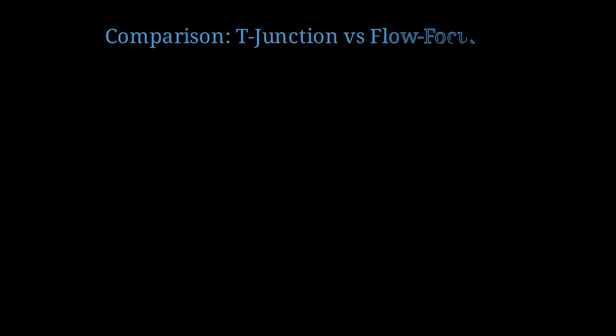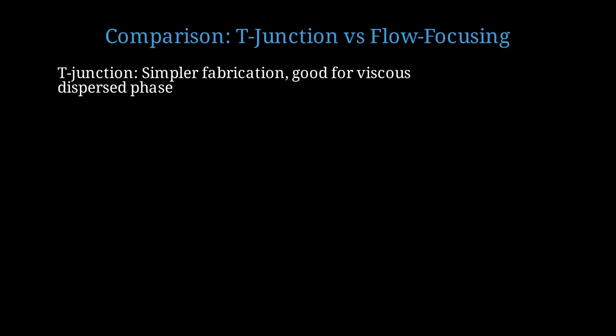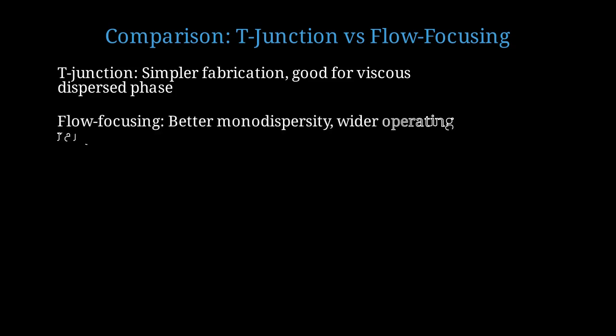Let me compare the two main geometries we've discussed. T-junctions are simpler to fabricate with just perpendicular channels. They work well when the dispersed phase is viscous. Flow focusing gives better monodispersity and works over a wider range of flow conditions. It's better for high-throughput applications.